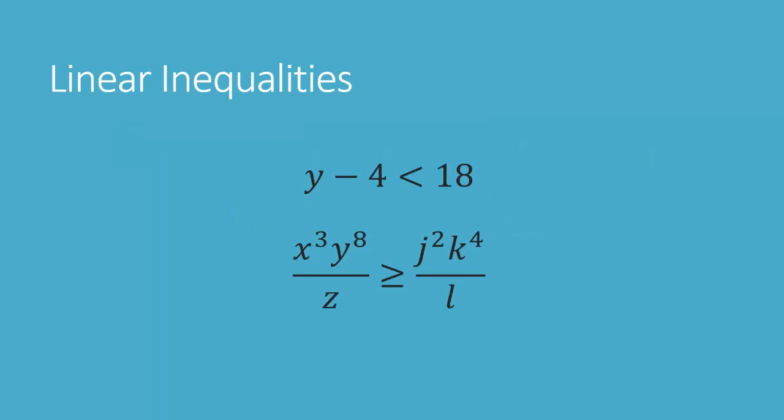So some general inequalities here. Y minus 4 is less than 18. Initially we had this as equal. Now instead of saying that y minus 4 is 18, we're saying that y minus 4 is going to be less than 18. What that does is it changes it from being a single answer to really almost any answer, as long as it fulfills the condition y minus 4 is less than 18.